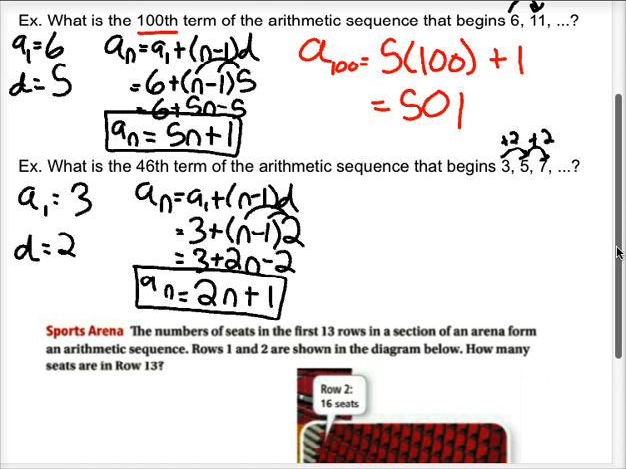And again, what's our goal? Well, we need to use this to find the 46th term. So that means I'm going to plug 46 into my equation. And when you do that, when you plug 46 into that equation, you should get 93. So 93 will be the 46th term in that sequence.